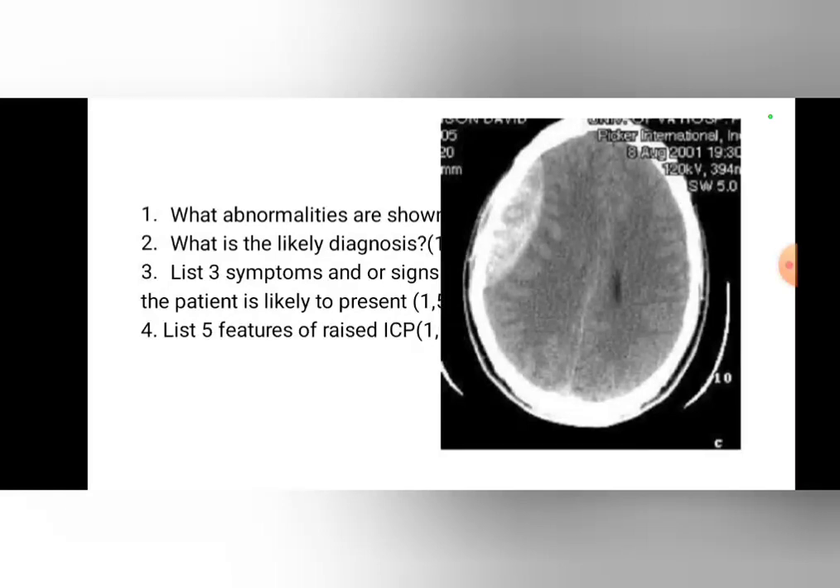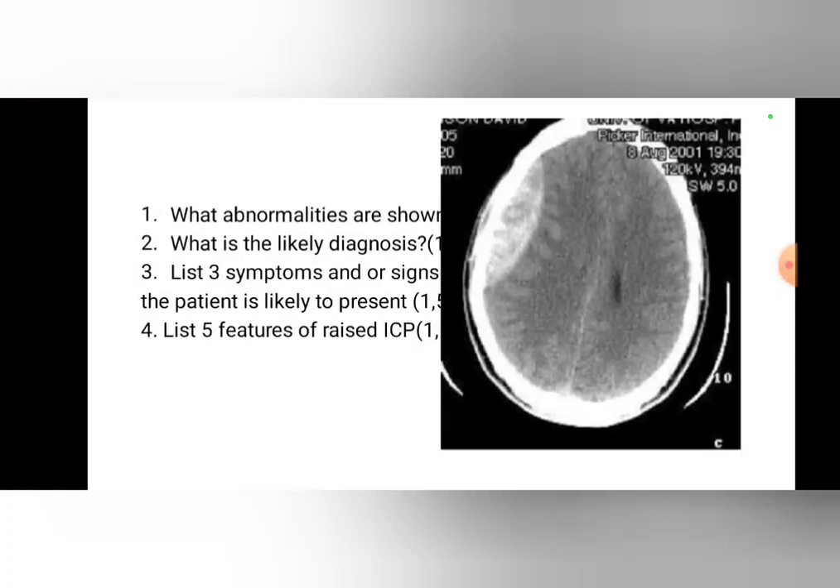Now, the next thing is subdural hematoma. Subdural hematoma is divided into three. We have the first one, an acute subdural hematoma. All the subdural hematomas present with a crescent or lunar shape. Acute subdural hematoma is going to be a crescent shape hyperdensity.